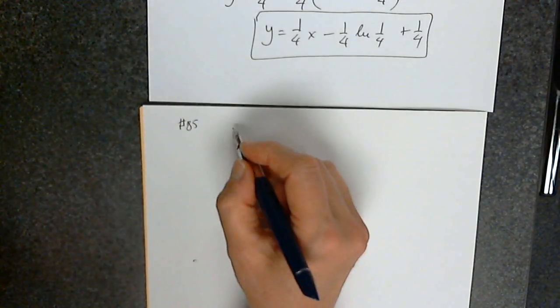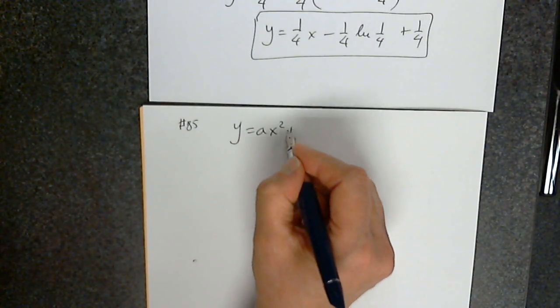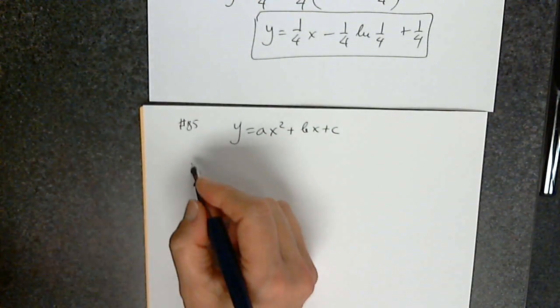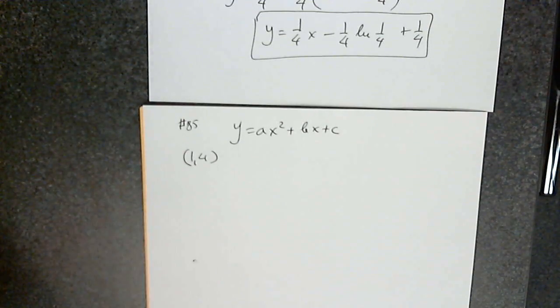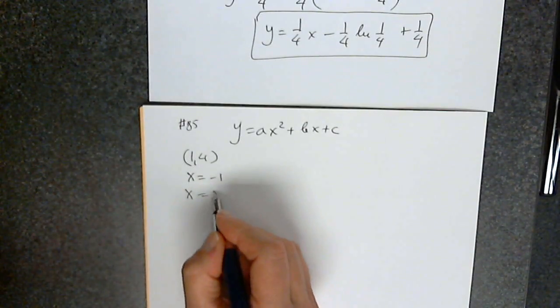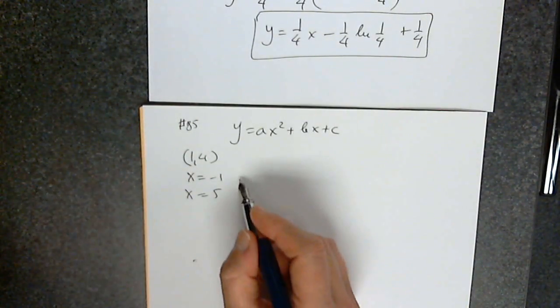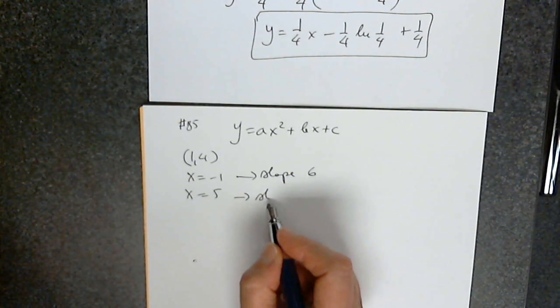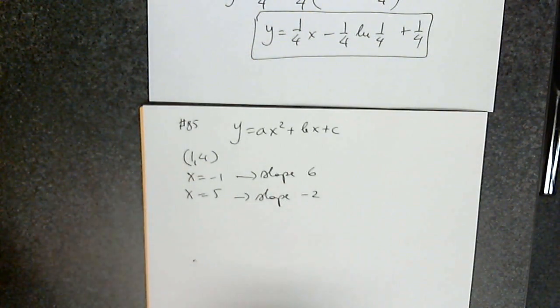Find the parabola that passes through the point (1, 4), and whose tangent lines at x equals -1 and at x equals 5 have slopes 6 and -2 respectively.